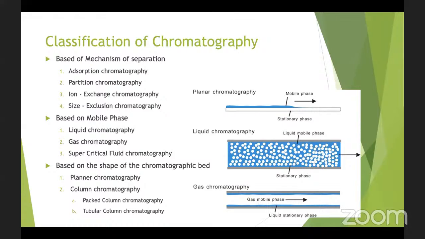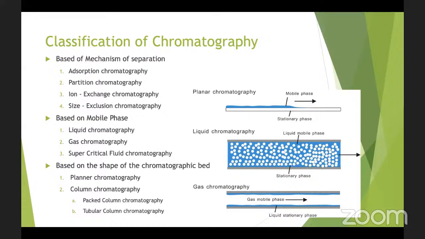Then similarly, the other classification is based on mobile phase. So mobile phase can be liquid, gas, or supercritical fluid. A solid mobile phase is not possible because, of course, it's solid and it will not move. So a solid mobile phase is not possible.